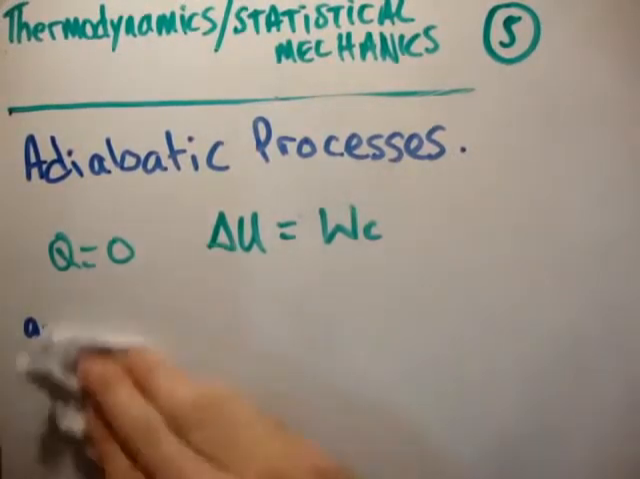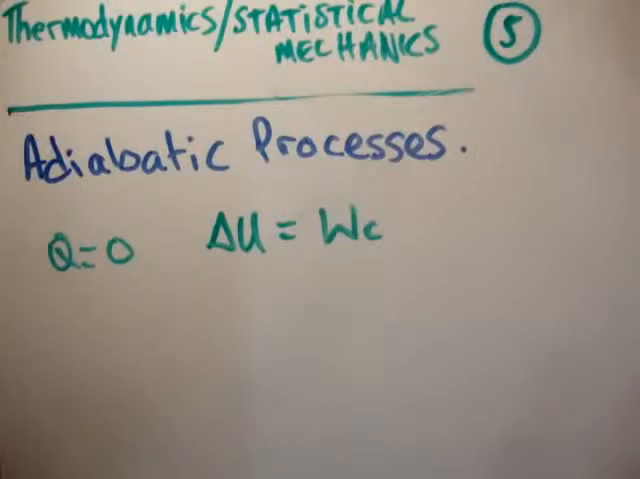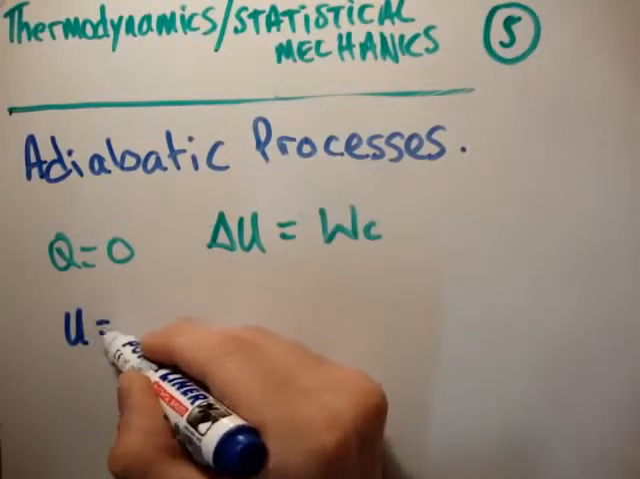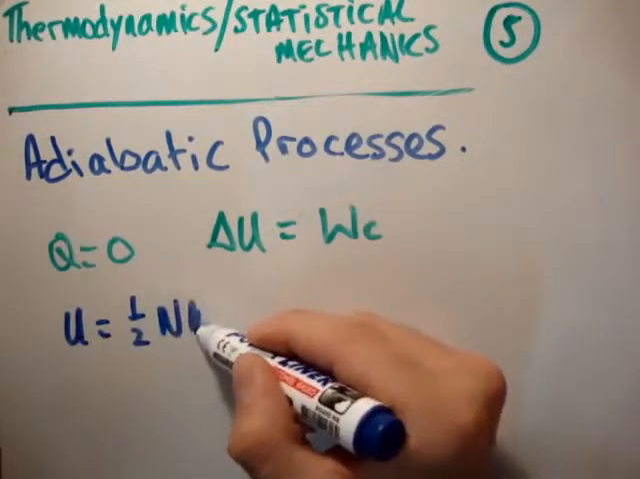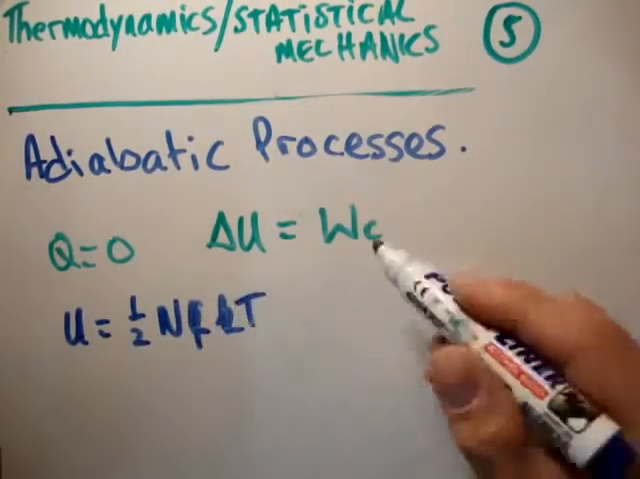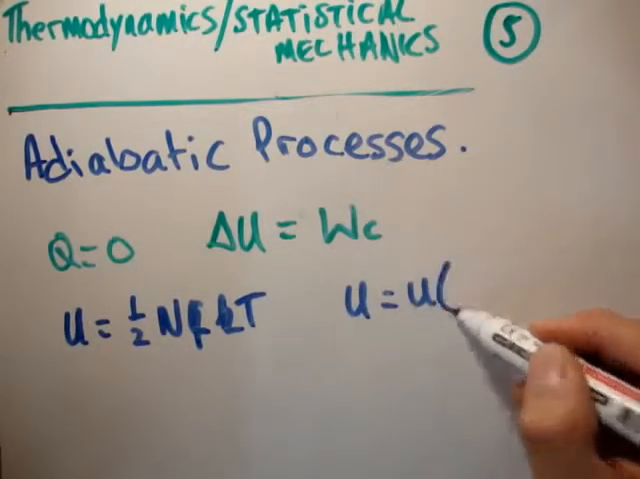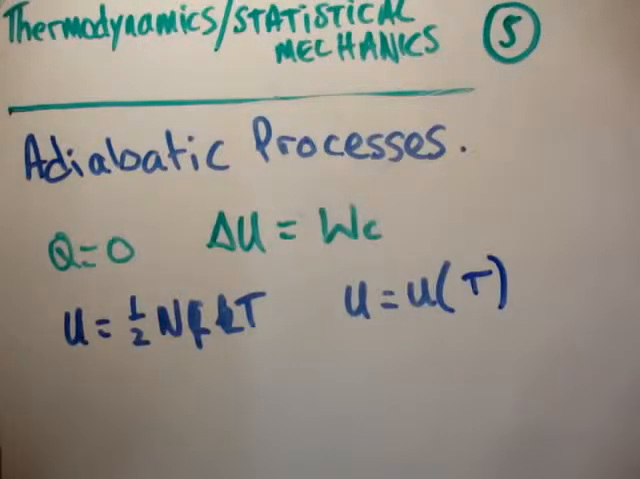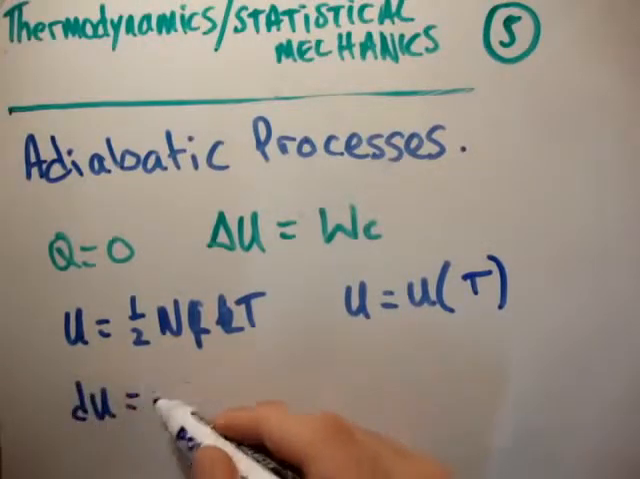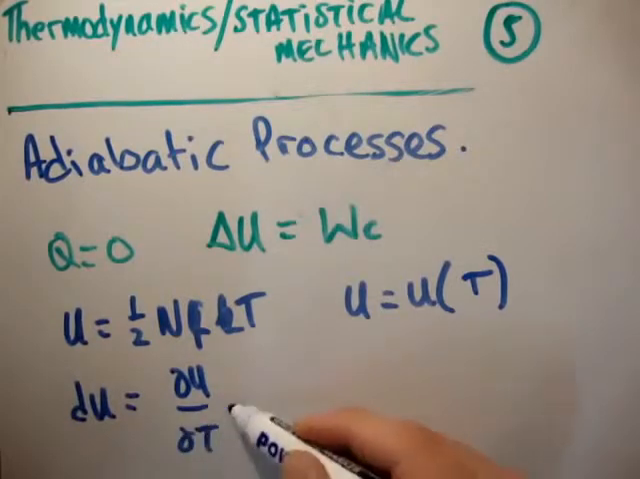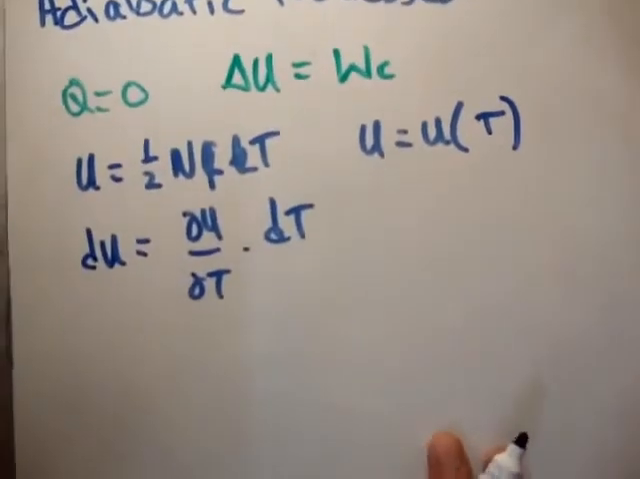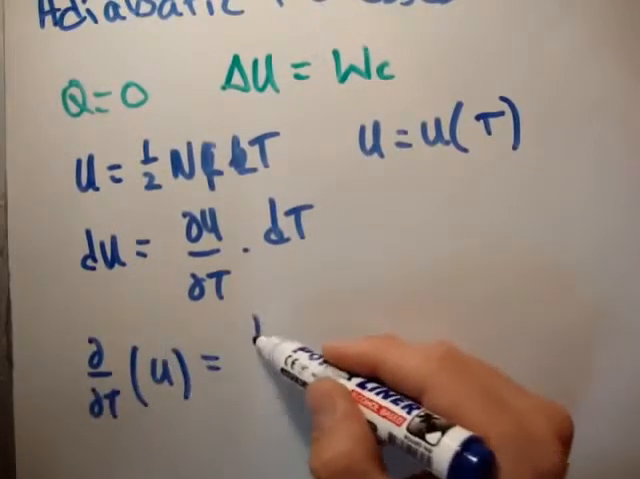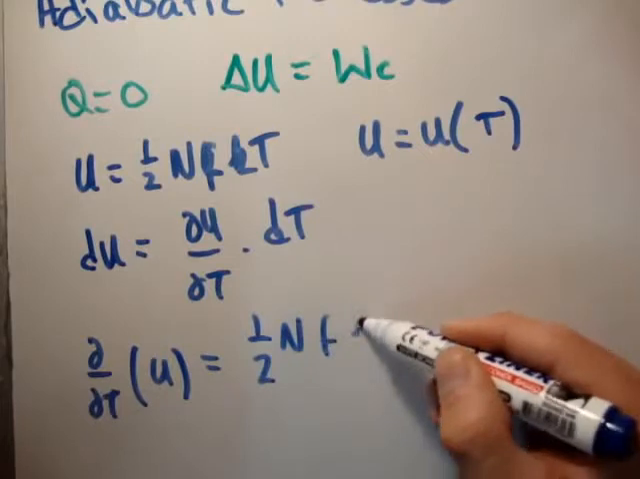So that's a small bit of calculus. Why am I using that? Well, because to be honest, it's seen everywhere in thermodynamics. That means we know that U is equal to 1/2 NF KT. Therefore U is a function of T. The only thing really that changes there is T. So that means dU is equal to del U del T times dT. Okay? So del U del T is equal to 1/2 NF times K.